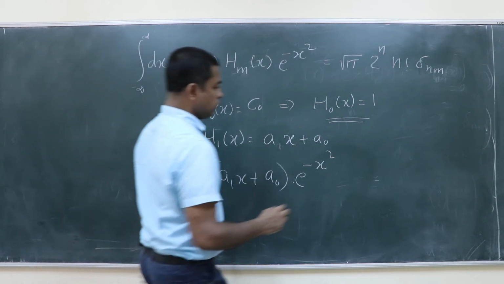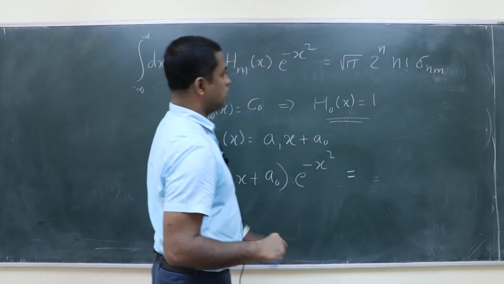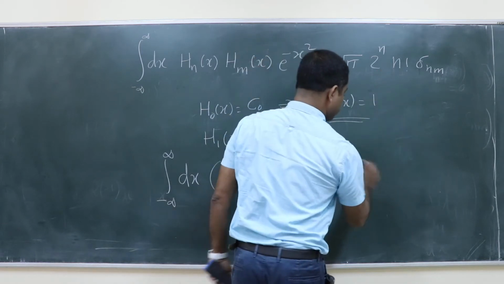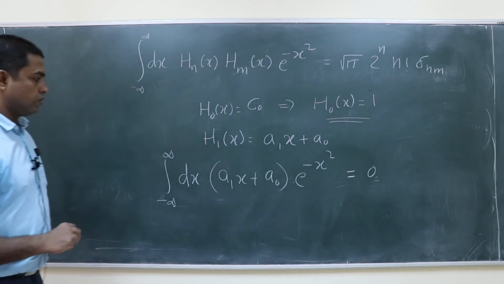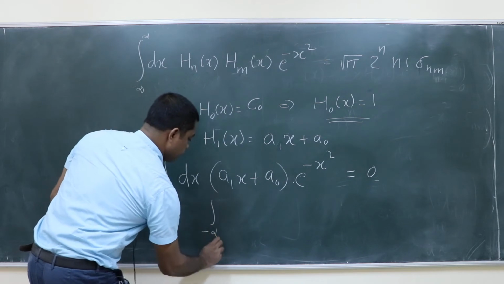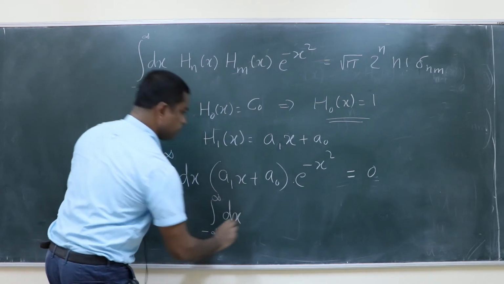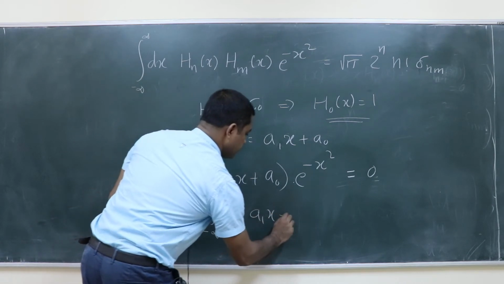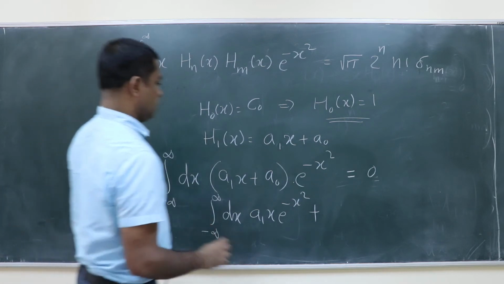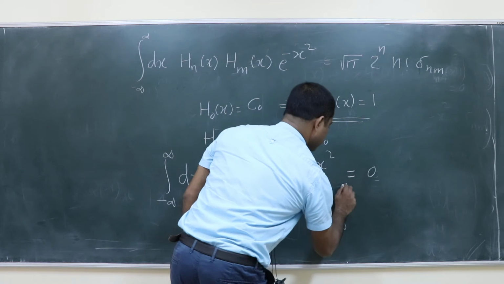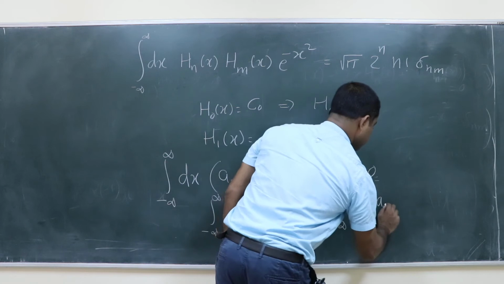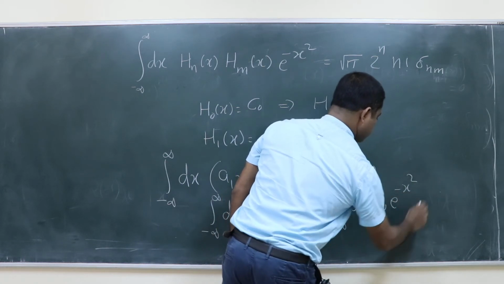So this is equal to, this is an orthogonality condition, so the right hand side is 0. Okay. So there are two integrals in this, one is the integral from minus infinity to infinity dx a1 x e to the power minus x square plus the integral from minus infinity to infinity dx a0 e to the power minus x square, which is equal to 0.